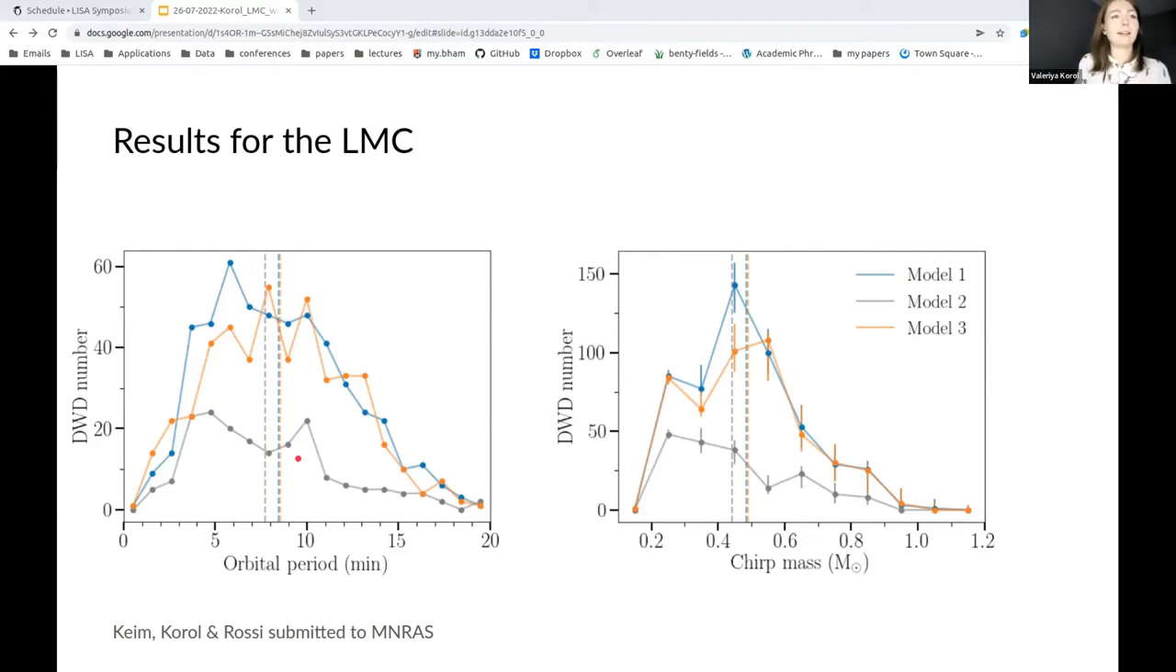And the gray line differs a little bit. So the blue and yellow lines fall at larger orbital periods and higher chirp masses. And that's again related to the star formation history, because with the more recent star formation history, we have more massive binaries that typically also sit at larger orbital periods. So this can be a signature of the LMC's past star formation history.